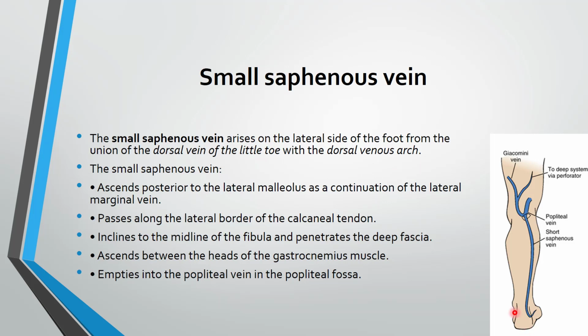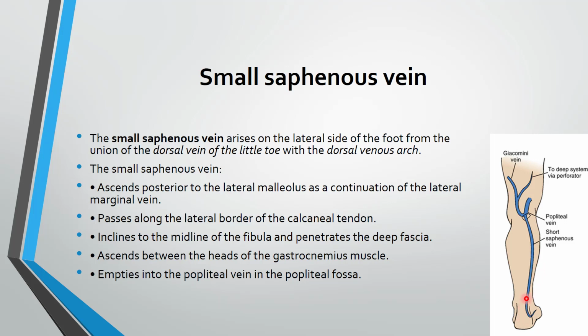The small saphenous vein ascends posterior to the lateral malleolus. See here, this is opposite to the medial malleolus. There is the lateral malleolus of the fibula, and the small saphenous vein will pass posterior, not anterior, to the lateral malleolus as a continuation of the lateral marginal vein. See here, it is ascending above as a continuation of the lateral marginal vein.